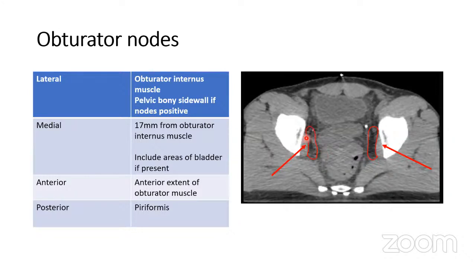Anteriorly, we go till the anterior extent of the obturator internus muscle, and some people even go up to the anterior border of the pelvic side wall. Posteriorly, it is limited by the piriformis muscle. This is the piriformis muscle, this is the obturator internus, and this is the pelvic side wall.